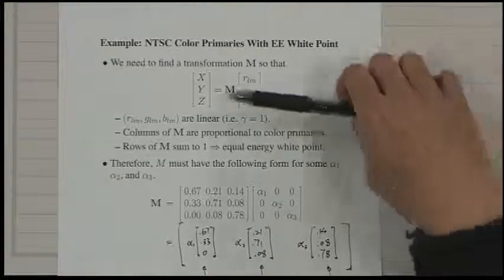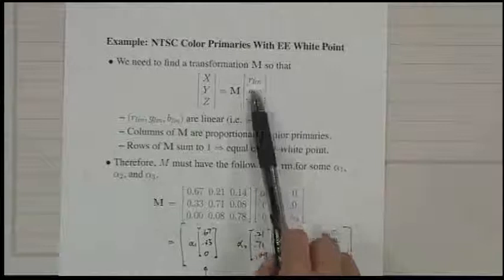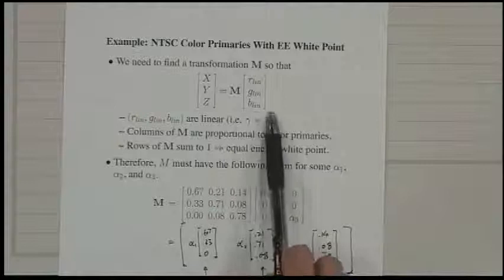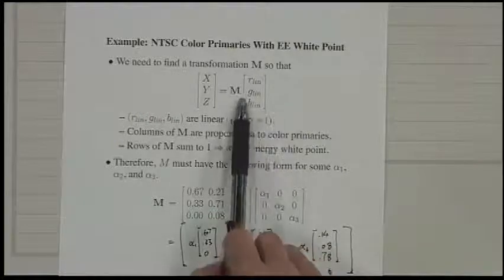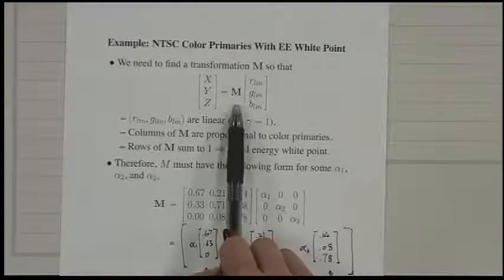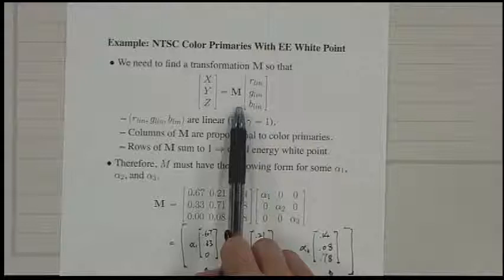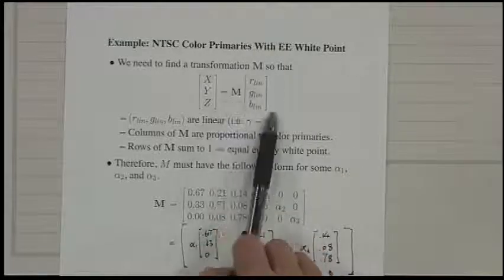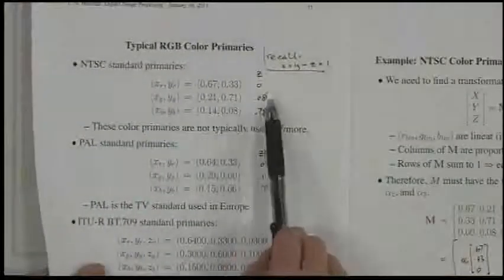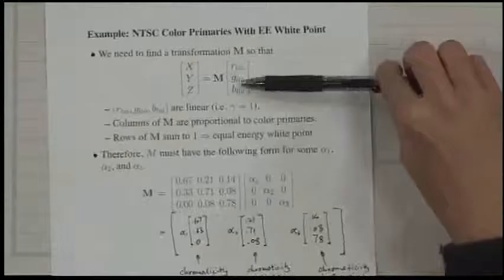So by a similar argument, let's imagine that if we put 0, 1, 0 here, and if we perform the matrix multiplication on the right-hand side, then what we get will be the second column of M. And because the result should be the XYZ tri-stimulus values of the G primary, this result will be a scalar multiple of the green primary chromaticity, which will be something like 0.21, 0.71, and 0.08. And we also will have the same argument for 0, 0, 1.